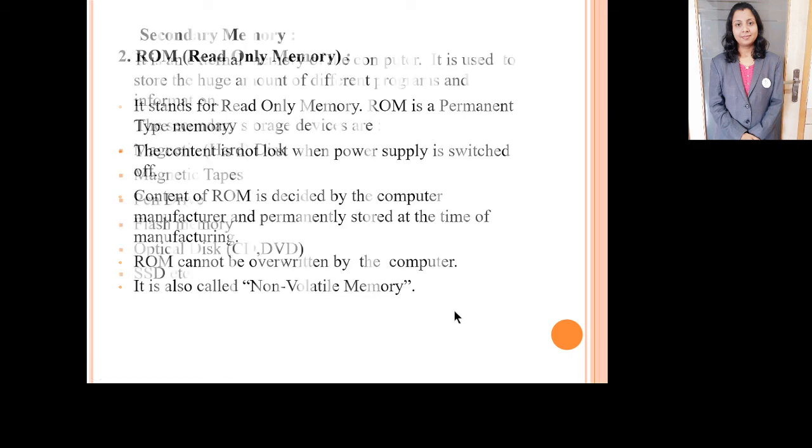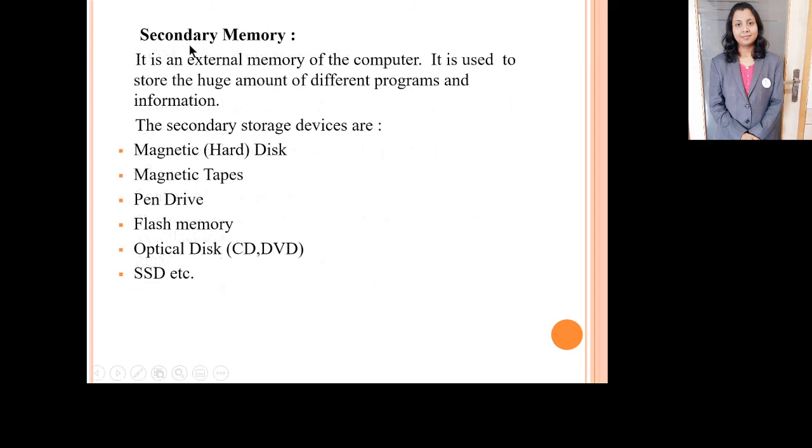So this was ROM. Next, the second type of memory is secondary memory. It is an external memory of the computer. It is used to store huge amounts of different programs and information. What are the secondary storage devices? Examples are magnetic hard disk, magnetic tapes, pen drive, flash memory, optical disks like the CDs and DVDs which we use, and SSD. So these are the types of secondary memory storage devices.